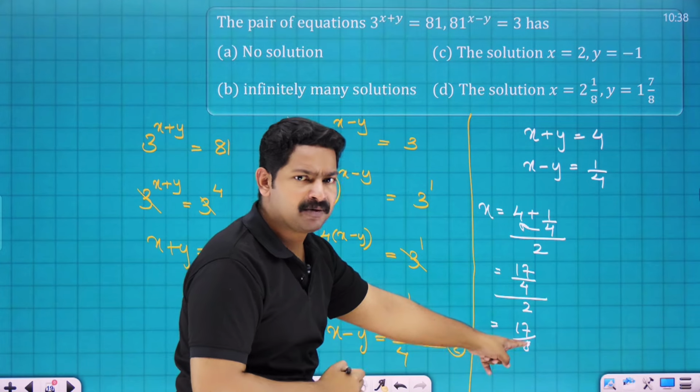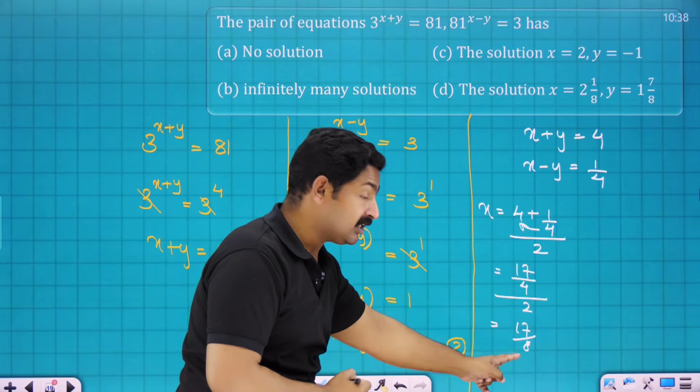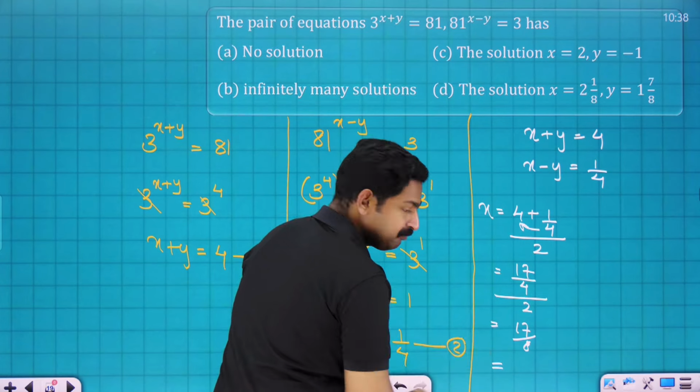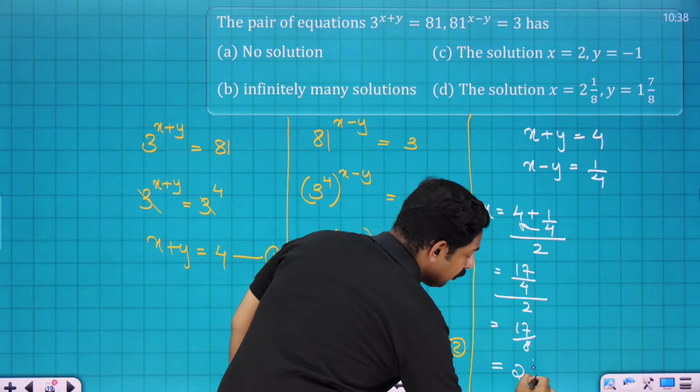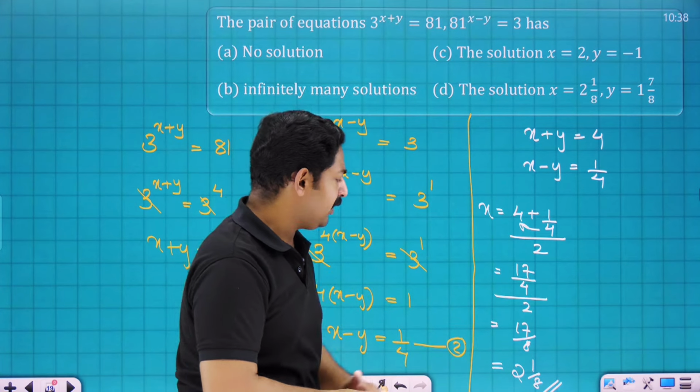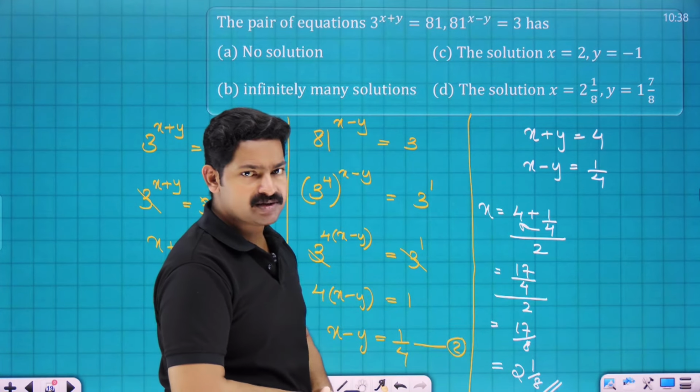17 by 8 is an improper fraction, so you can turn it into mixed form. How? You divide, and you will get 2 1 by 8. That's the value of x.